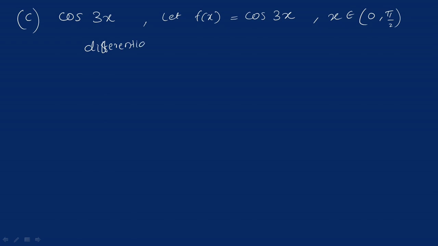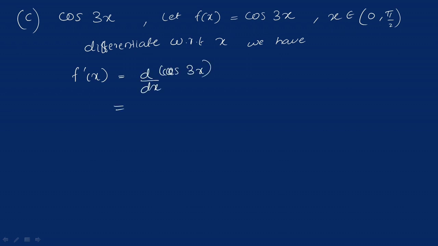Now C part of the question, that is cos 3x. Let us consider f of x equal to cos 3x, where x belongs to the interval 0 to pi by 2. Differentiating f of x with respect to x, we have f dash of x equal to d by dx of cos 3x, that is minus 3 sin 3x, where x belongs to the interval 0 to pi by 2.